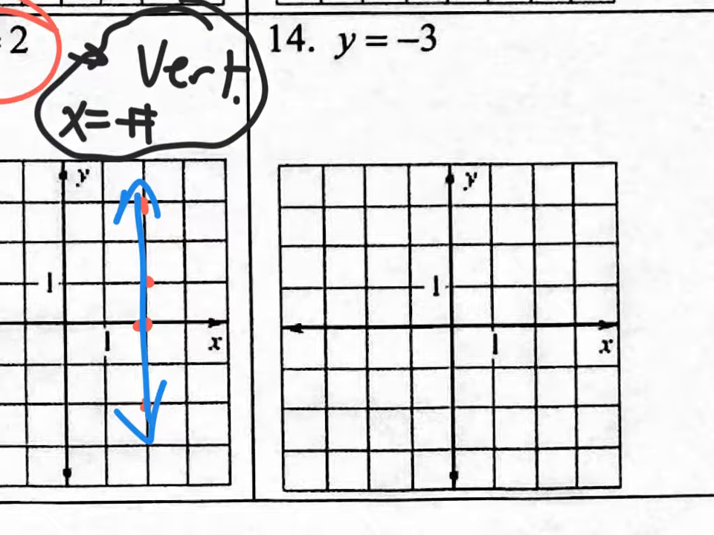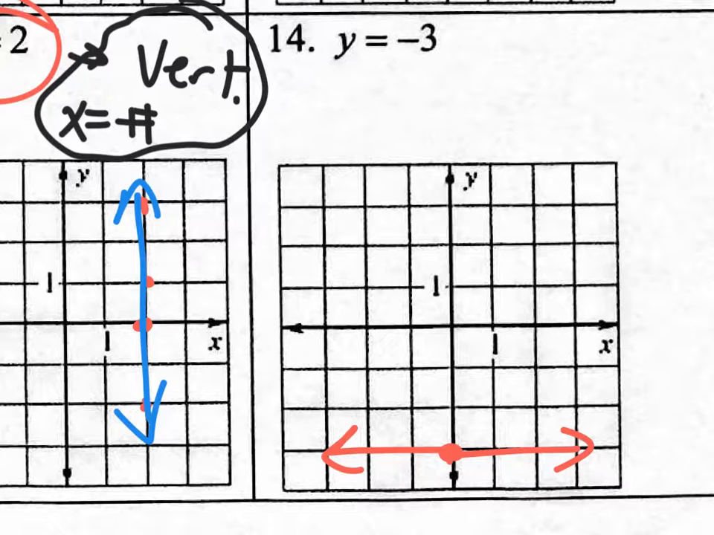Where's it crossing the y-axis? -3. So if you go to -1, 2, 3 right here and put a dot there, and you already know it's a horizontal line, you don't have to waste any time. You could just graph it. You're done. I hope this helps you remember how to graph using y equals mx plus b.